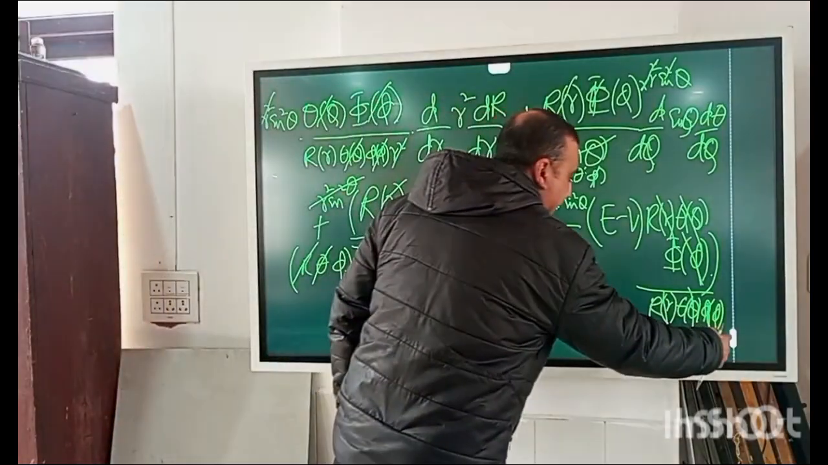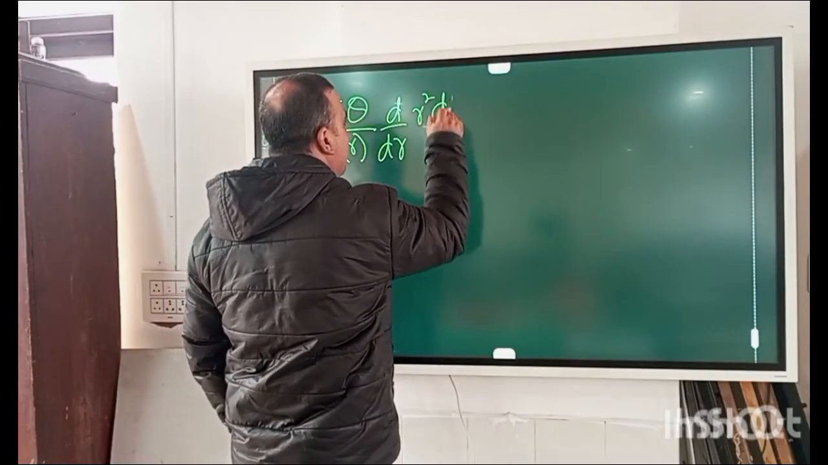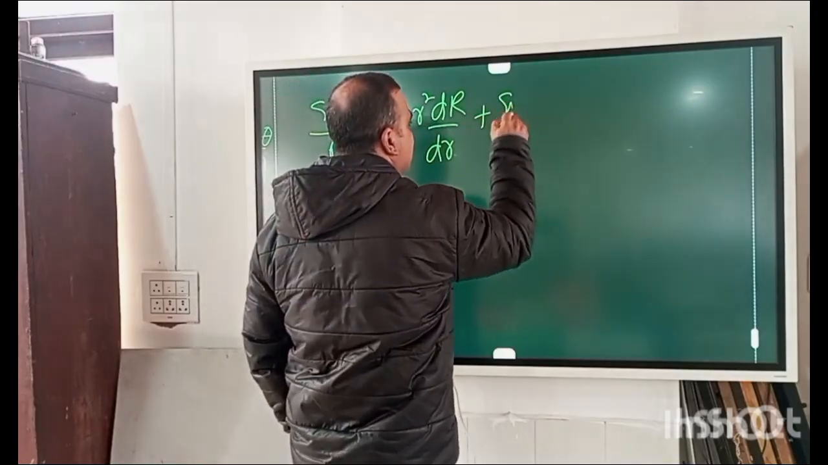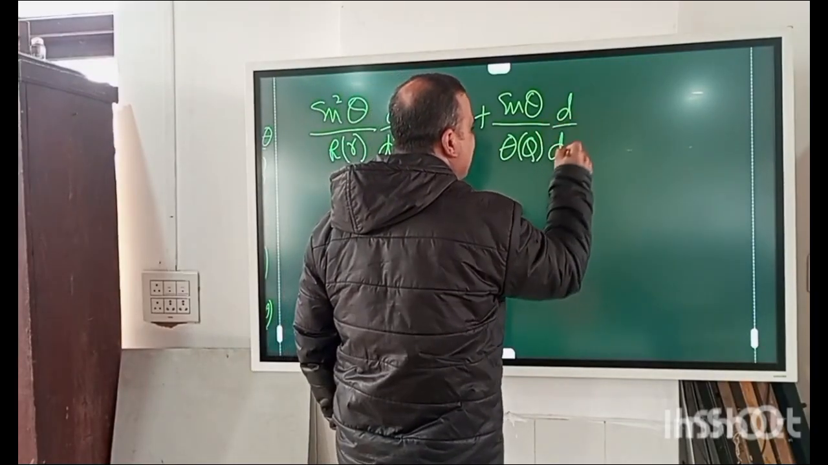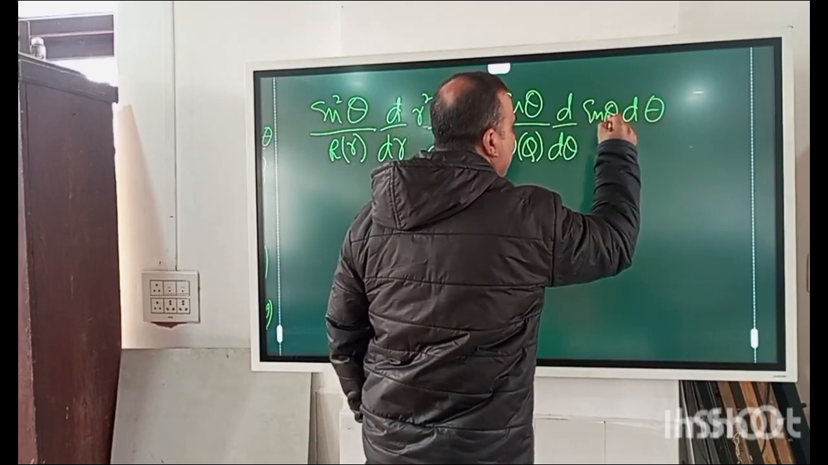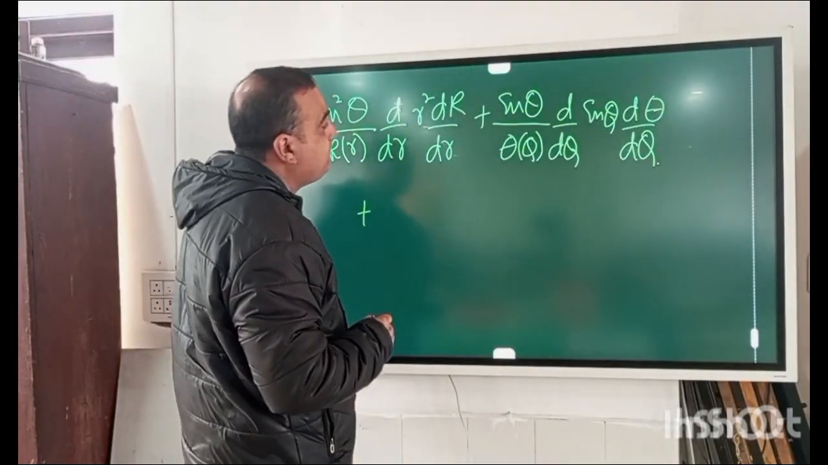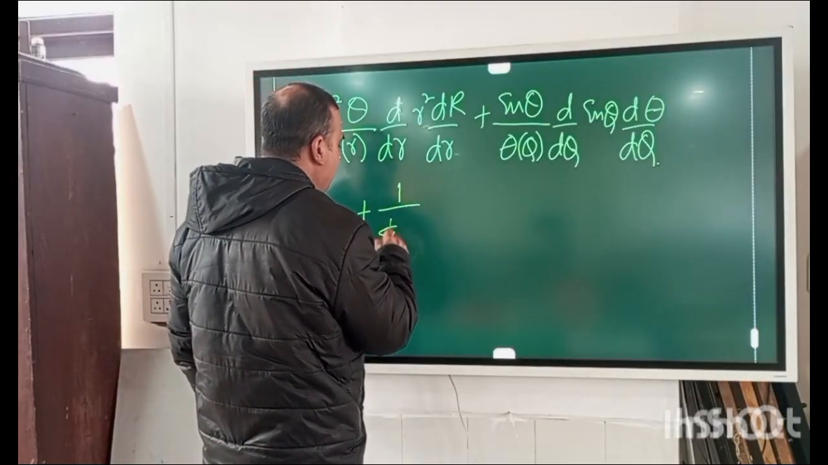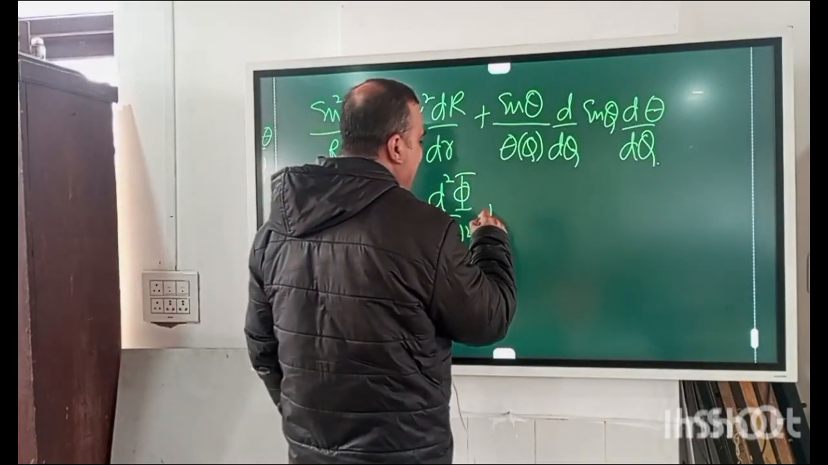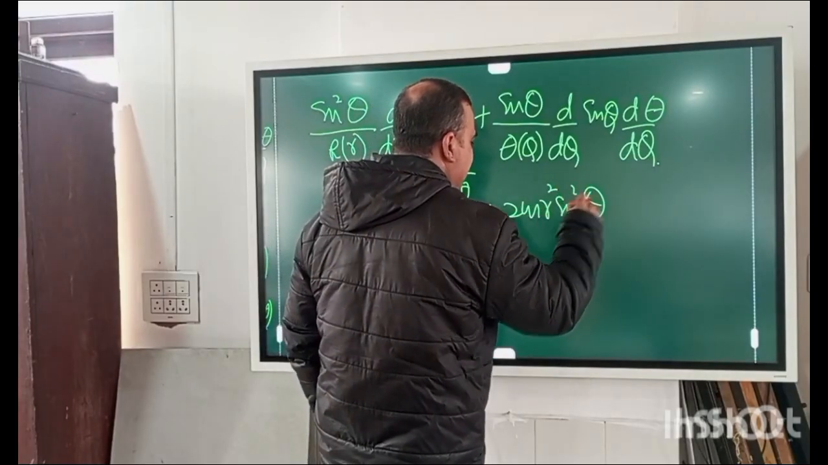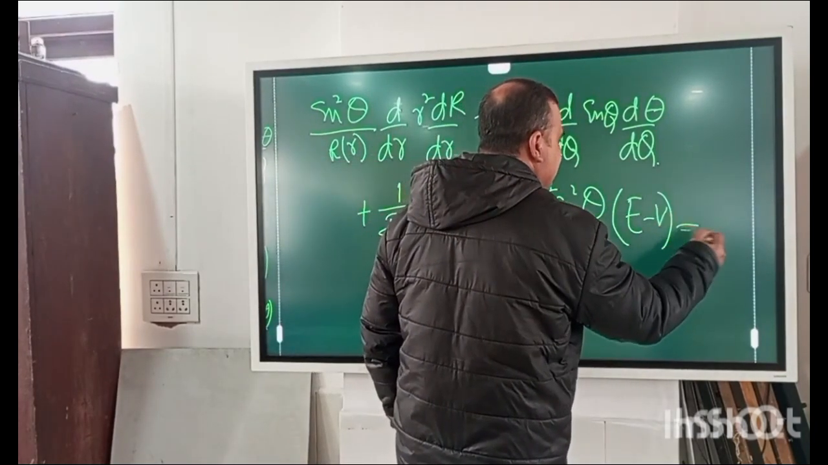Then you will have (1/R(r)) d/dr of (r² dR/dr), plus (1/Θ(θ)) (1/sin θ) d/dθ of (sin θ dΘ/dθ), then plus (1/Φ(φ)) d²Φ/dφ², and then plus (2m r² sin²θ/ħ²)(E − V) is equal to 0.